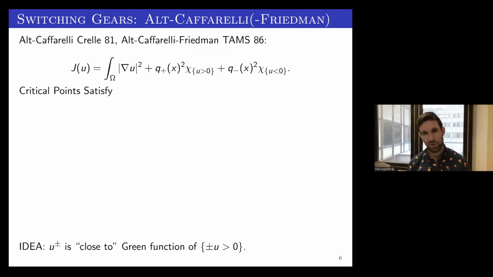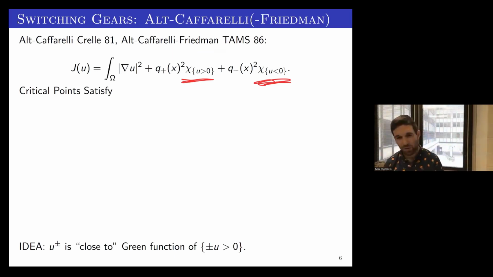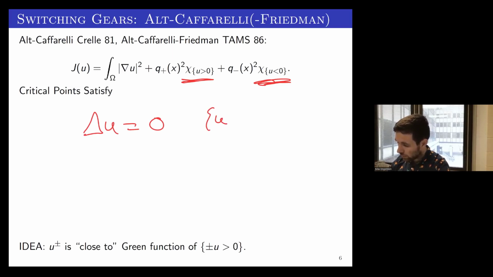It's a little bit difficult. This is not Calculus of Variations 101 because the functional is not continuous. These characteristic functions here kind of screw everything up for you. But still, if you're clever, you can differentiate it. And you get the following set of Euler-Lagrange equations. U is harmonic whenever U is not equal to 0.